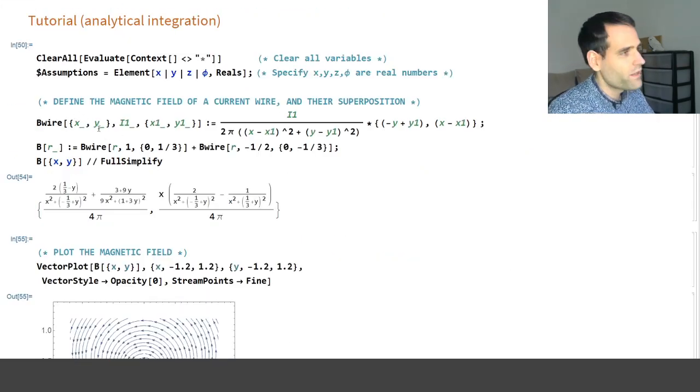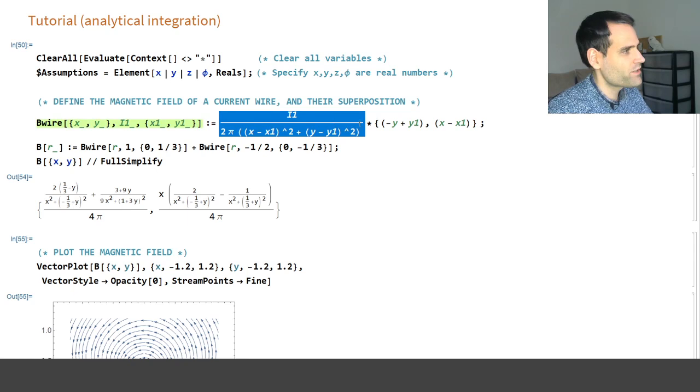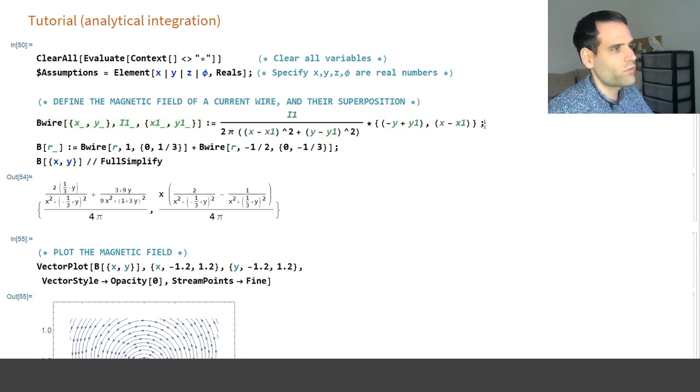So here I clear all of the variables. I assume that x, y, z and phi are real numbers. This allows Mathematica to simplify things. And now I start with the known expression for the magnetic field of a wire, which depends on the position vector x, y, on the current I1, and on the position of the current, which is x1, y1. Okay, and this is the expression we just found for a single wire.